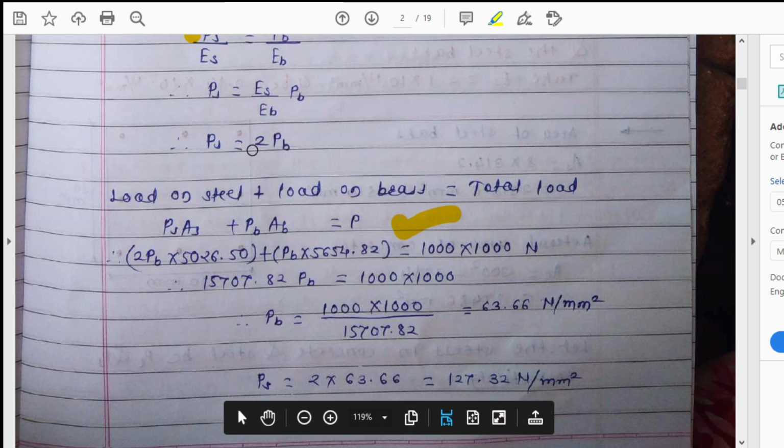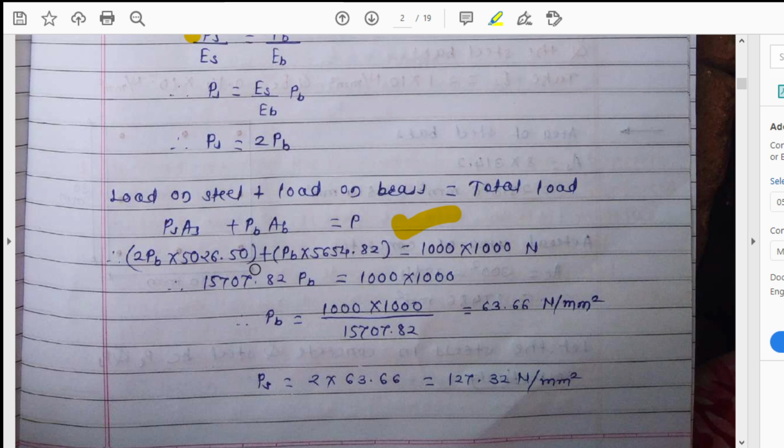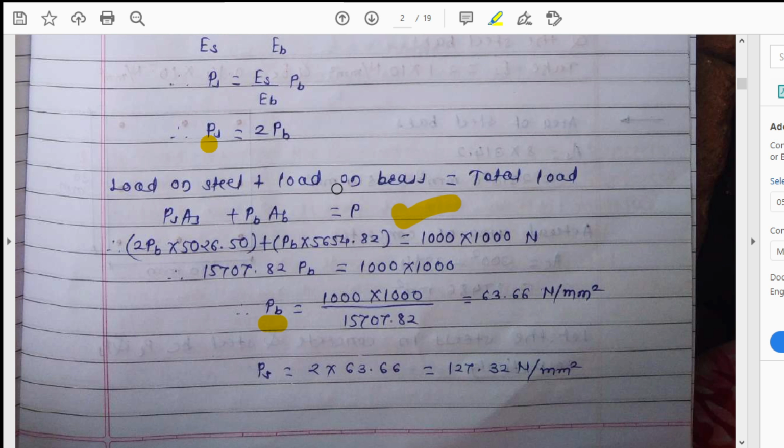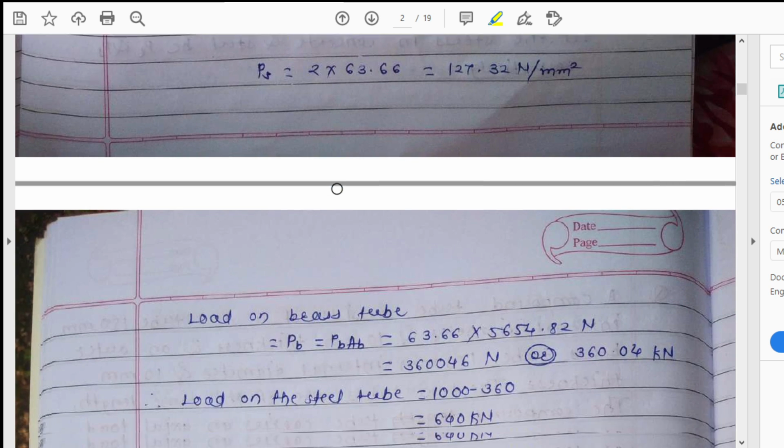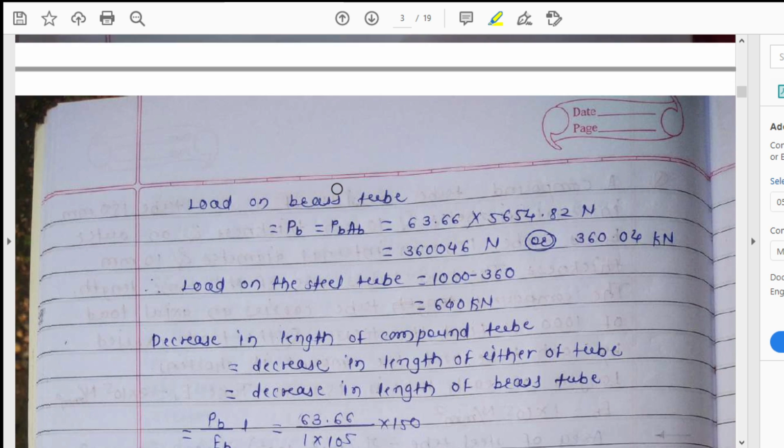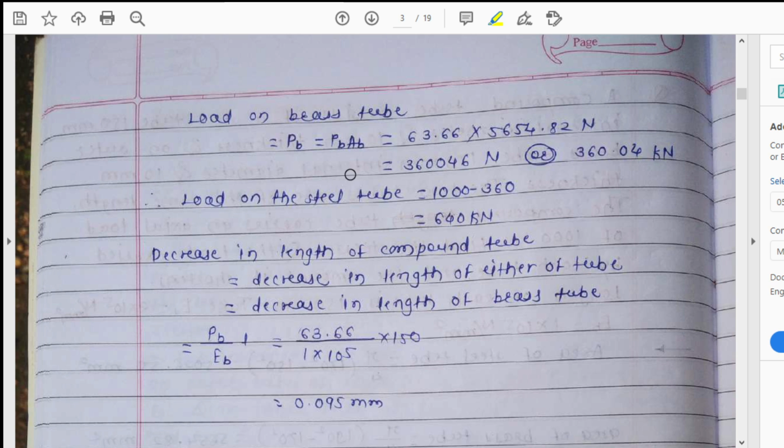What do you have to put in place of PS? You have to put 2 PB. That means PS will be 2 PB. The areas are known quantities here, so that we can easily find the value of PB. Now by using the value of PB, put it in the PS equals 2 PB formula, and you'll get the value of steel stress also. Now the load on brass tube will be PB into AB.